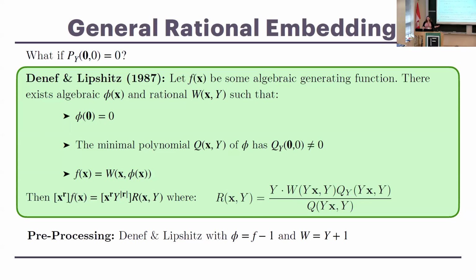If we want to pre-process, say we have a constant that is in fact non-zero, we want to just subtract it off, we can set phi equal to f minus 1 and w equal to y plus 1. So that's great. We can do the other pre-processing too: phi equal to f of x and w equal to y over x. The benefit is that originally, applying Furstenberg directly, we needed some post-processing to remember how we did that pre-processing. But here, Denef and Lipschitz wraps it all up together so that we get our direct embedding.